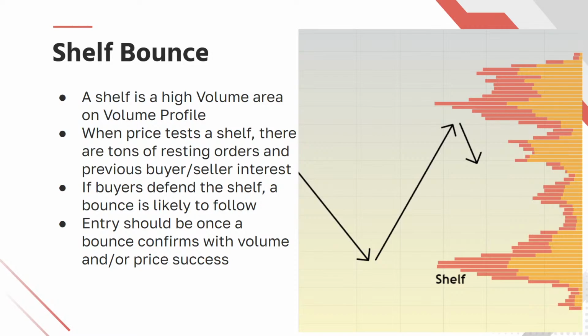Those sorts of things should be confirming your entry, not just, oh, this is a shelf, I'm going to enter because I see this shelf here. If there's nothing else behind your entry, that is going to be an awful decision. You have no confirmation that price is actually defending that shelf. There's times where shelves are going to get knifed right through. There's times where shelves just aren't going to work. So you need to have confirmation that that shelf is working.